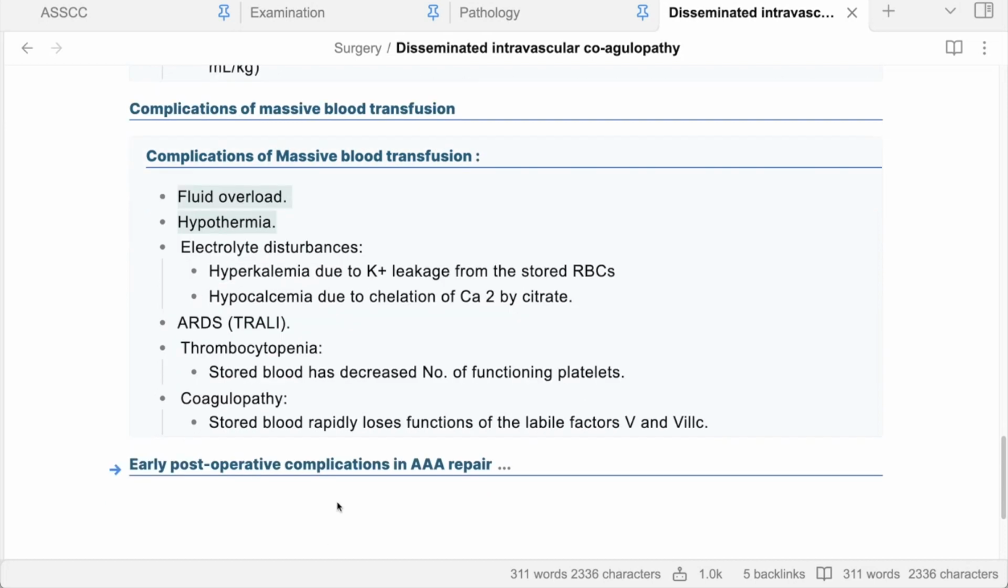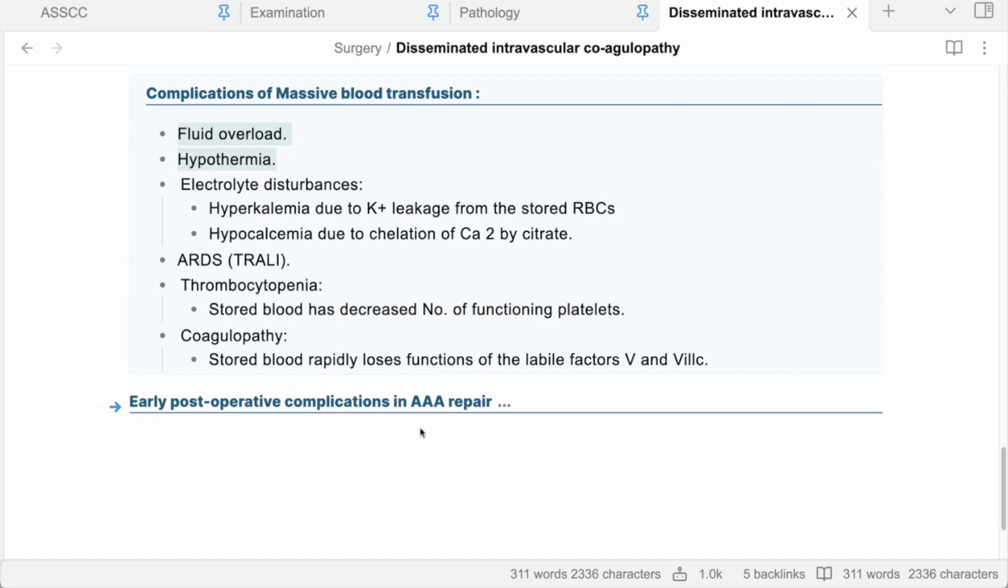Okay. What are the early post-operative complications in AAA repair? DIC as a result of massive transfusion, shock due to post-operative dehiscence and bleed, complications due to ischemia, that is mesenteric ischemia, spinal cord ischemia leading to paraplegia, and later complications like erectile dysfunction and urinary incontinence.